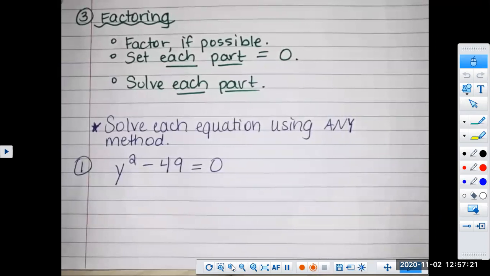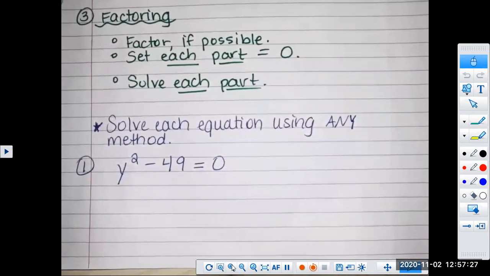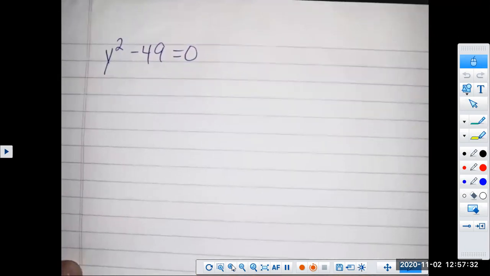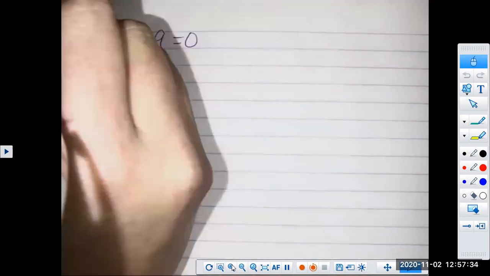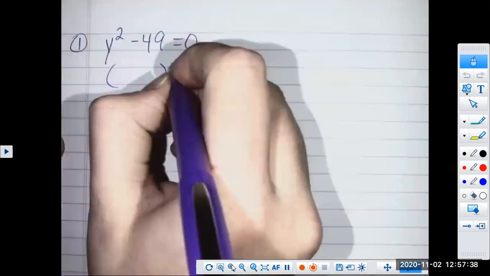Okay, now let's practice them. In number 1, solve the equation using any method you want. You have y squared minus 49 equals 0. Can you factor that? Okay, you can factor this. How?